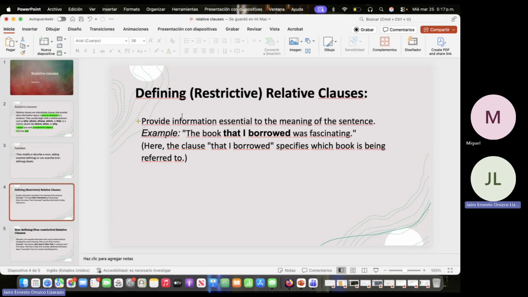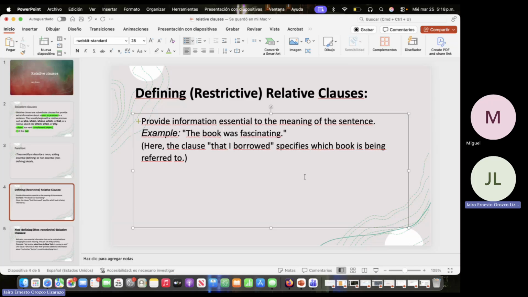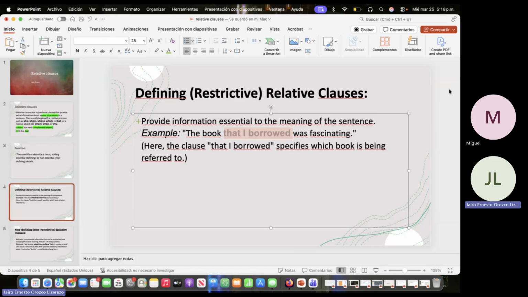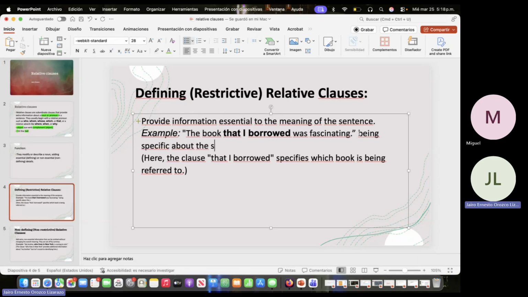Again, defining information or important information. So if you say only this, "the book was fascinating," right? The person that is hearing you will say, what book are you talking about? If you only say the book was fascinating, I mean, what book? That is why this information right here is important, because you are specifying, right? You are being specific about the subject. In this case, the subject is the book, right? So in that case, the clause "that I borrowed" specifies which book is being referred to.